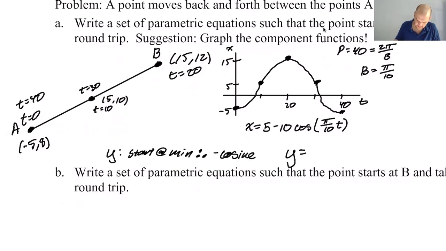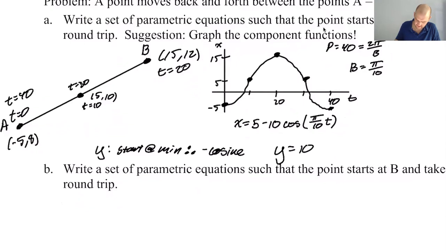So y is going to be the sinusoidal axis. 10 is the middle point, and then minus 2. What are you doing? Minus 2, because that's how far you can go, right? You're at 10, you can go 2 up, you can go 2 down. So we're going to say that cosine.